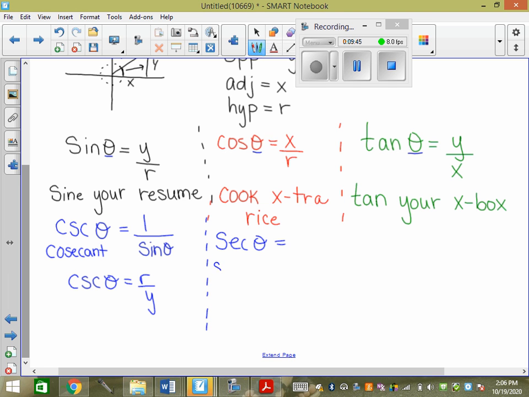My next secondary trig ratio is secant theta. And on the formula sheet, what does it say beside it? 1 over cos. So secant is just the reciprocal of cos. So secant is r over x.